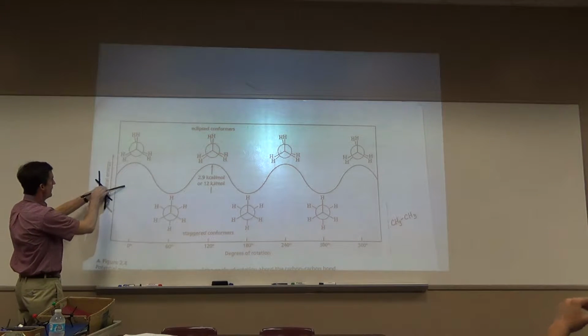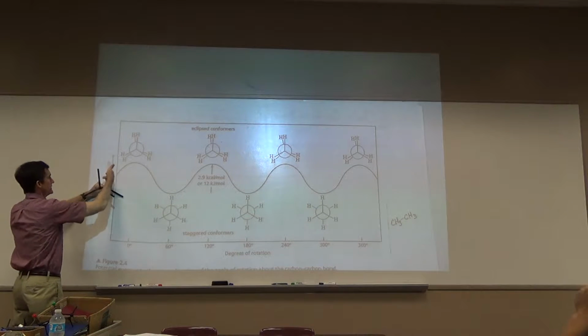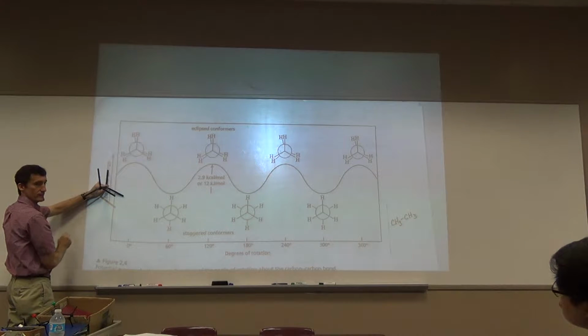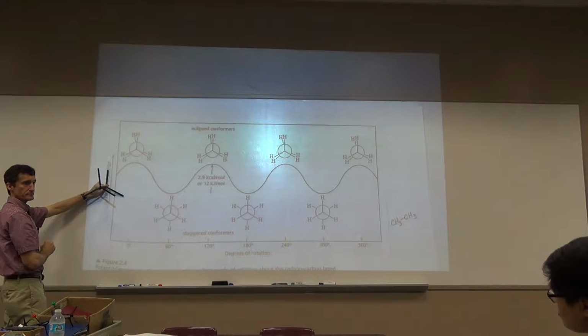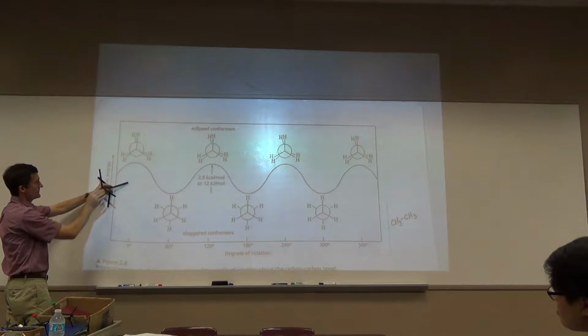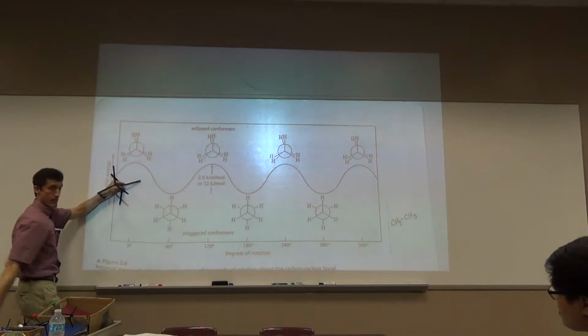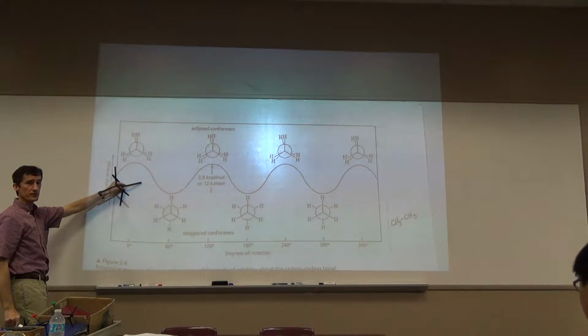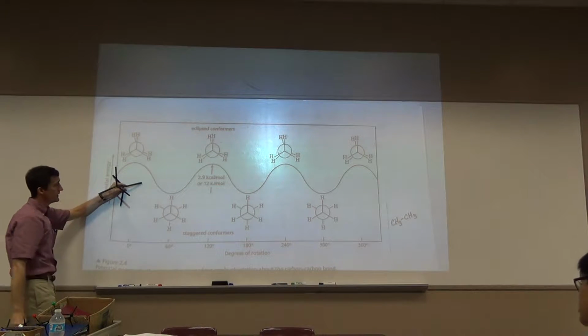Okay? So while that's all eclipsed, not only is that eclipsed, but look at there. That and that, or this is directly in front of that. Everything's eclipsed. By turning the back 60 degrees, now everything is what? Everything is staggered. So that's your terminology. Staggered is better, lower in energy. Why?